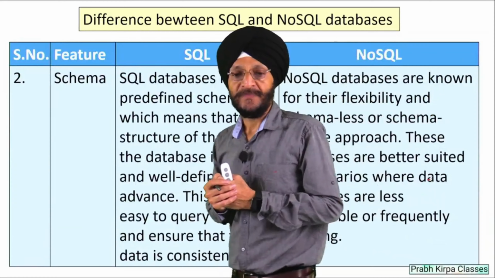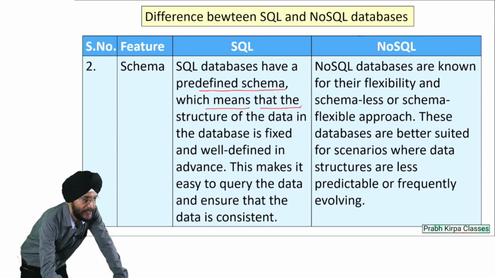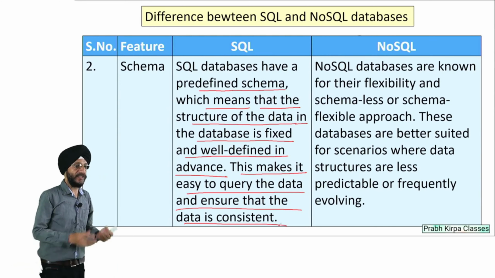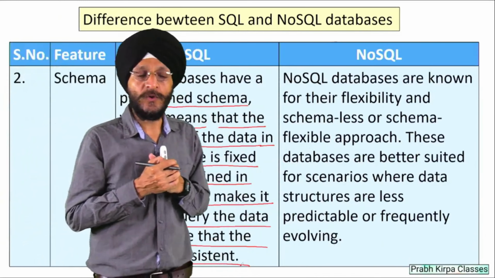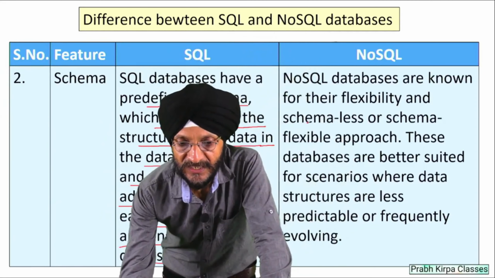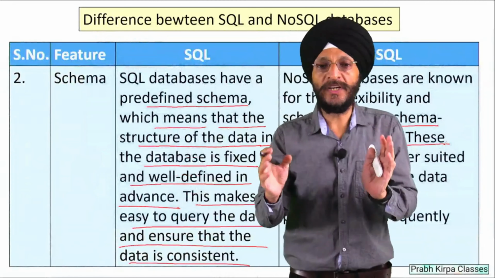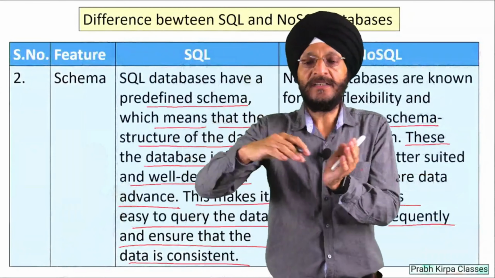Now the next point is schema. SQL databases have a predefined schema, which means that the structure of the data in the database is fixed and well defined in advance. This makes it easy to query the data and ensure that the data is consistent. On the other hand, NoSQL databases are known for their flexibility and schema-less or schema-flexible approach. NoSQL databases are better suited for scenarios where data structures are less predictable or frequently evolving. Frequently evolving means the nature of the data changes.